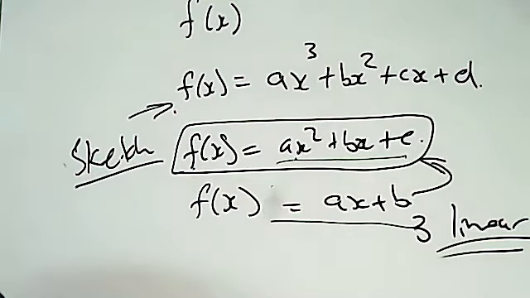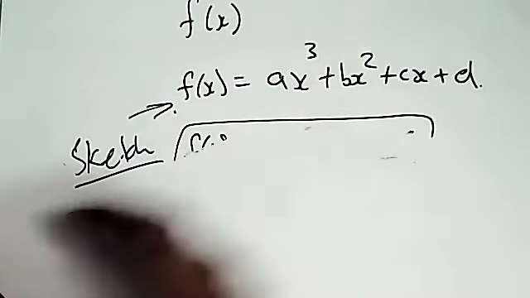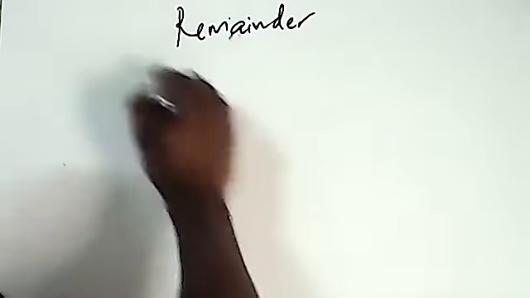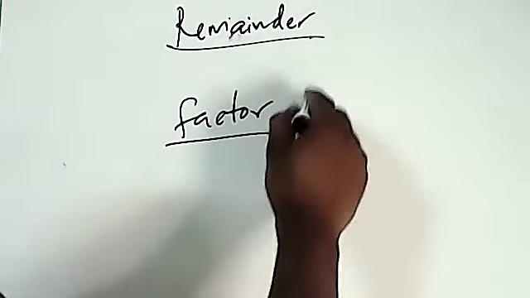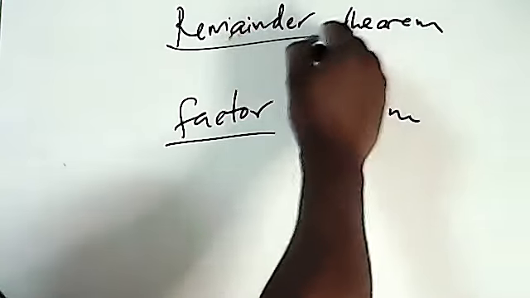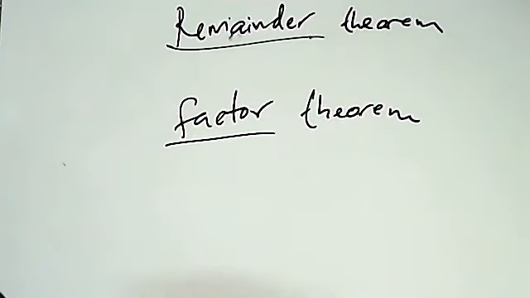As I said, if you don't understand how to factorize the cubic, then it's a problem. So before we go to factorizing and stuff, there are two important theorems that we have to understand. We have the remainder theorem and we have the factor theorem. I want to quickly tell you about these two and how they differ and why they are important.